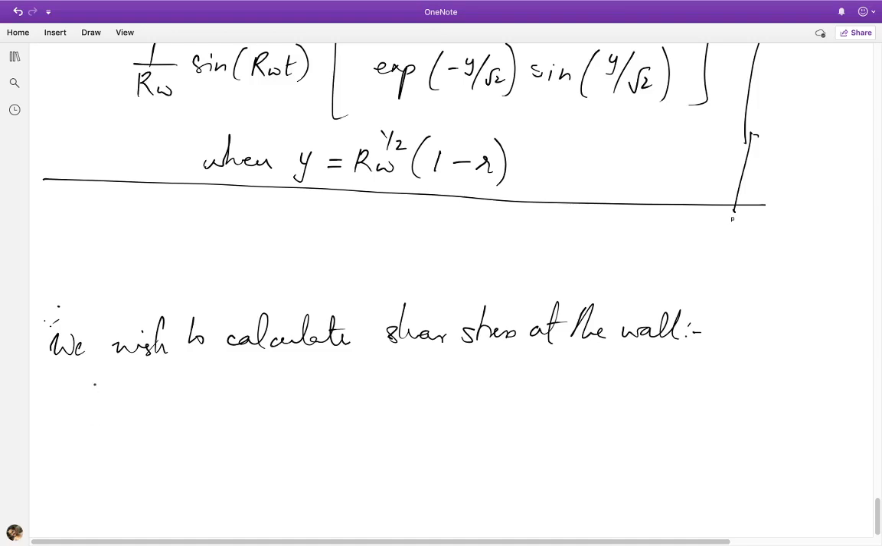So the shear stress at the wall in our problem is simply, I'm writing now in terms of the native dimensional variables, the shear stress acting on the R surface at the wall, in the Z direction.